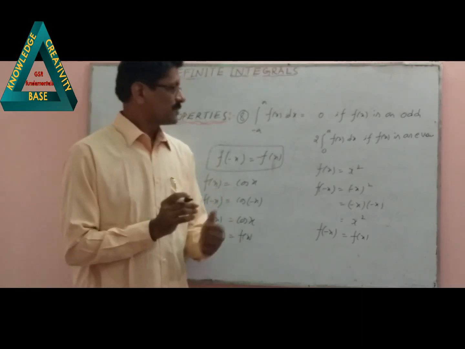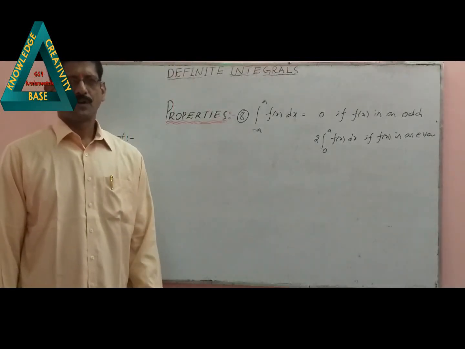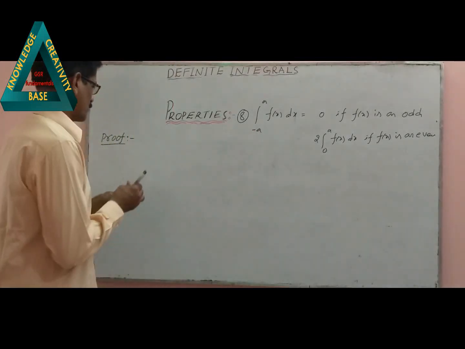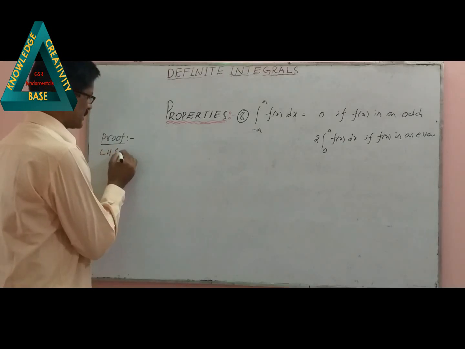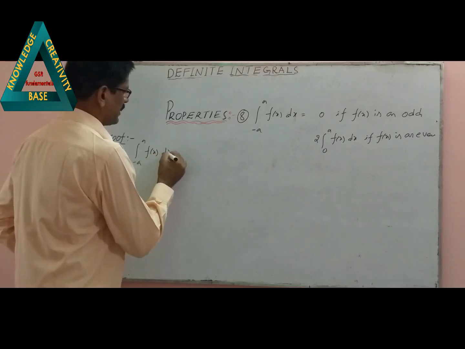Okay? Next, let's see the proof of this property. Okay? Proof of this property. What is the proof? Take LHS. What is LHS? LHS is equal to the integral from minus a to a of f of x dx.